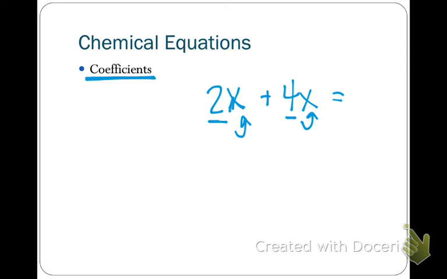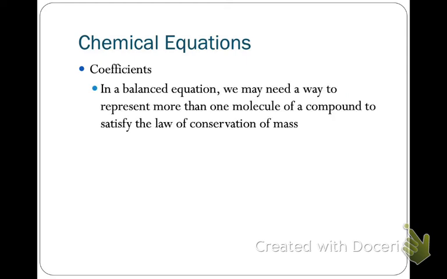So a coefficient in a chemical equation allows us to tell that we need more than one molecule. If we need more than one of that compound to help satisfy the law of conservation of mass, that allows us to show that. So here's an example of what I'm talking about. If I have in my chemical reaction something that says 2H2O, this 2 right in front means that I have 2 of that entire molecule. So I have 2 of the H2O molecules.